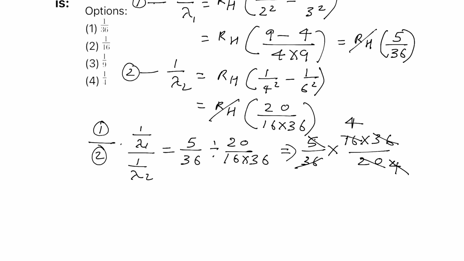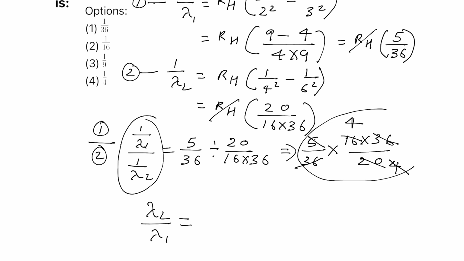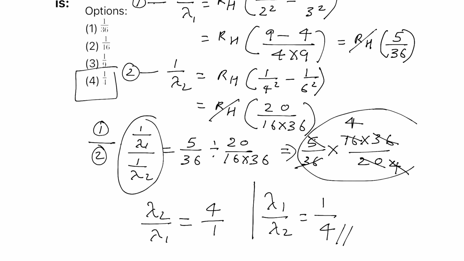So on LHS you have 1 by lambda 1 by 1 by lambda 2. So lambda 2 by lambda 1 is equal to 4 by 1. Clear, right? So we need lambda 1 by lambda 2. That is what the question asks, right? So that is 1 by 4. Clear? So this is our answer. Hope all of you understand. So you have to do numericals very fast, okay? Identify the equation, substitute properly, try to do maximum steps in your mind.